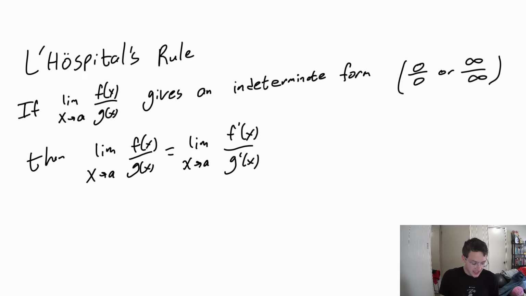Okay, so if we're taking this limit and it gives us something that looks like this, what we can do is take the derivative of the top and take the derivative of the bottom, and then take the limit of that. Okay, so just to rephrase, the limit that we're trying to find is the same as the limit of the derivative of the top divided by the derivative of the bottom. And this greatly streamlines us solving indeterminate forms.